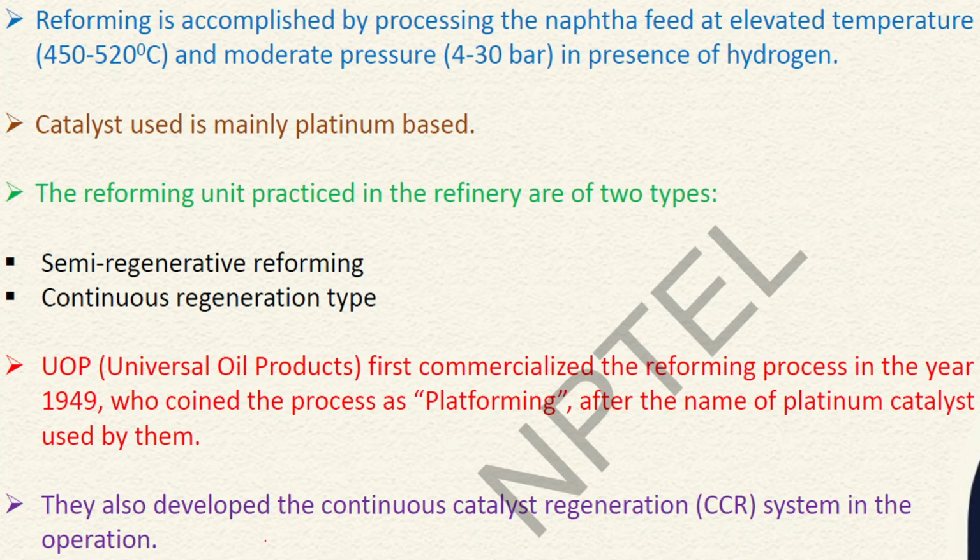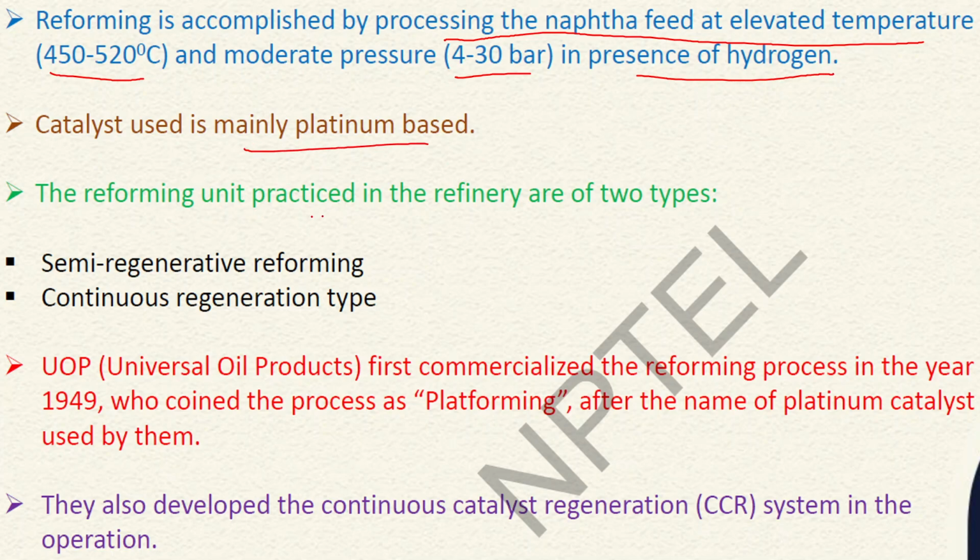Reforming is accomplished by processing the naphtha feed. How is this process done? By processing the naphtha feed at elevated temperatures, basically from 450 to 520 degrees C. Reforming is carried out at high temperature and moderate pressure of 4 to 30 bar. Platinum or alumina based catalysts are mainly used during this reforming process.